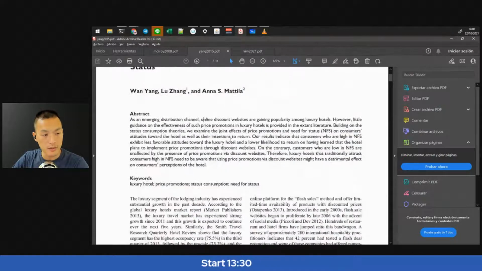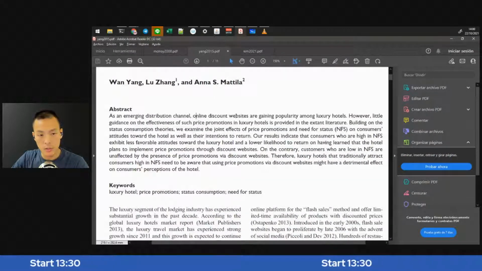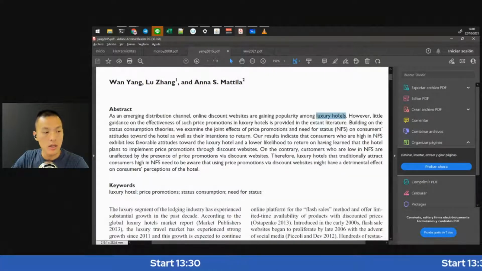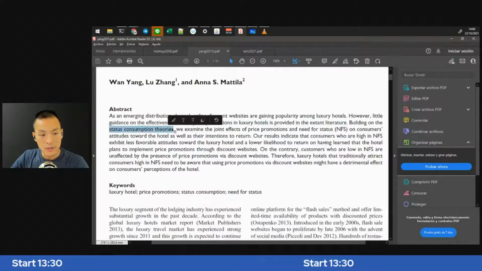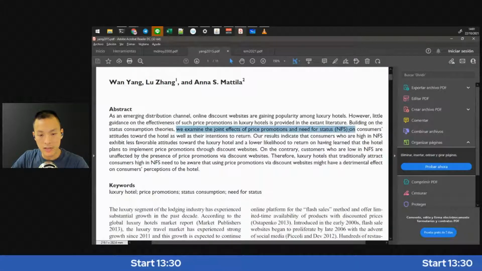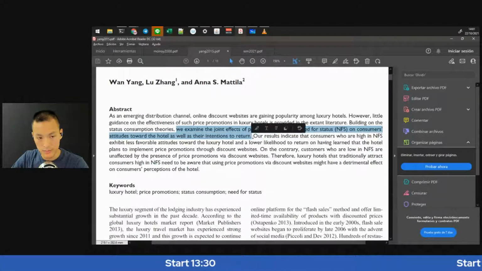So, Looks for Less. Let's see what it says. As an emerging distribution channel, online discount websites are gaining popularity among luxury hotels. However, little guidance on the effectiveness of such price promotion in luxury hotels is provided in the extant literature. Building on the status consumption theories, we examine the joint effects of price promotions and need for status, NFS, on consumers' attitudes toward the hotel as well as their intention to return.